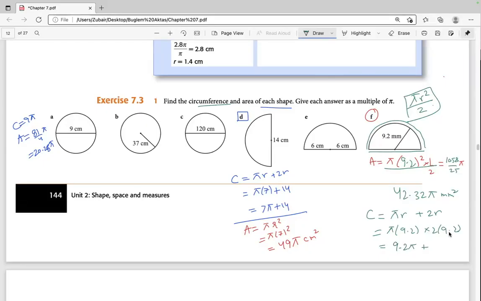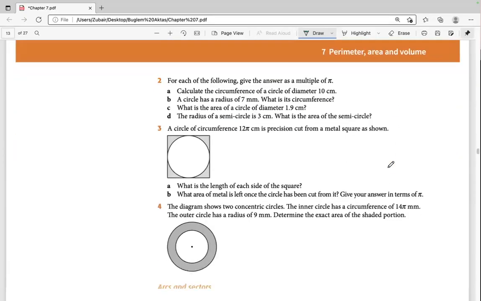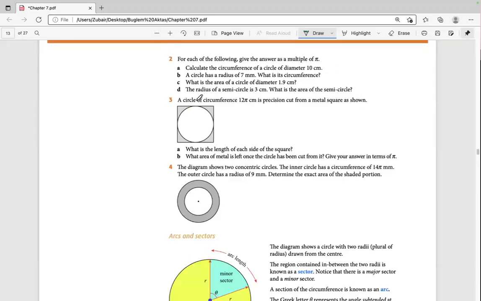Nine point two times 2 is 18.4. And then we can add them together with the pi. We can add them, but we'll leave it as it is because the question says so. Pi. Leave as multiples of pi. Okay.